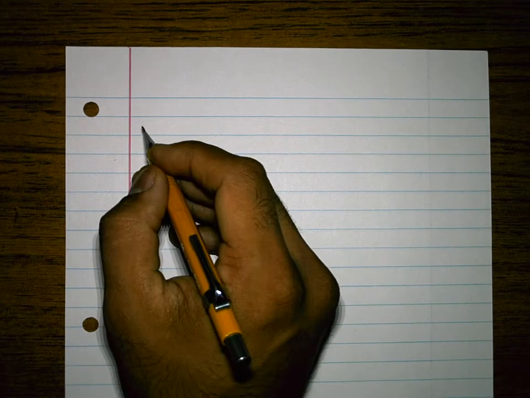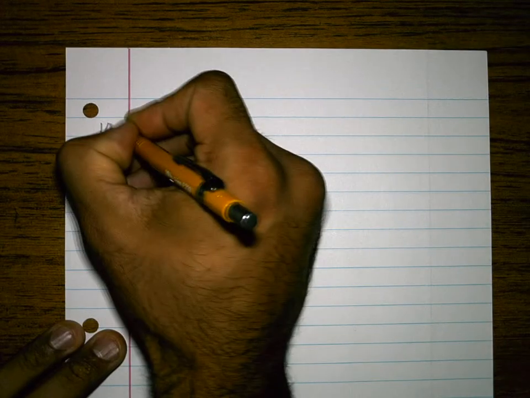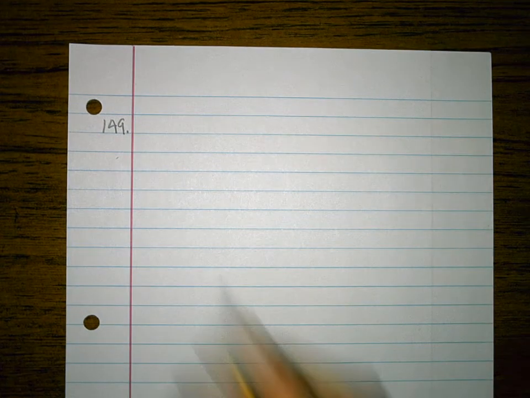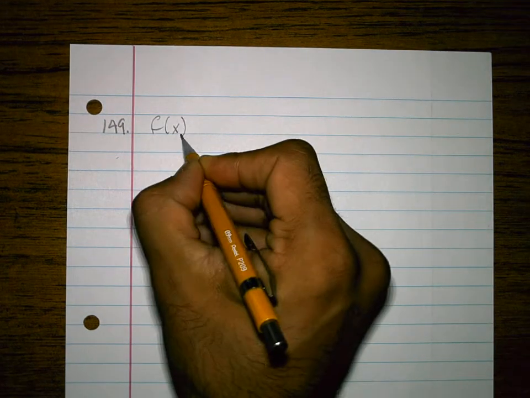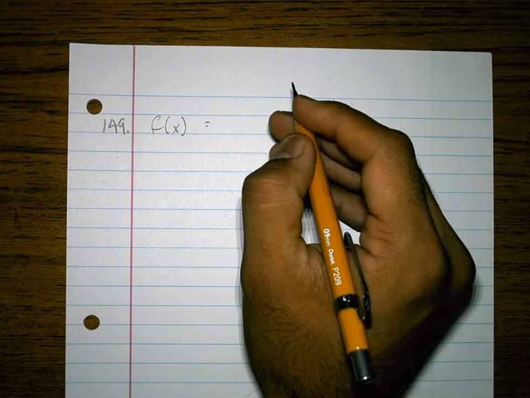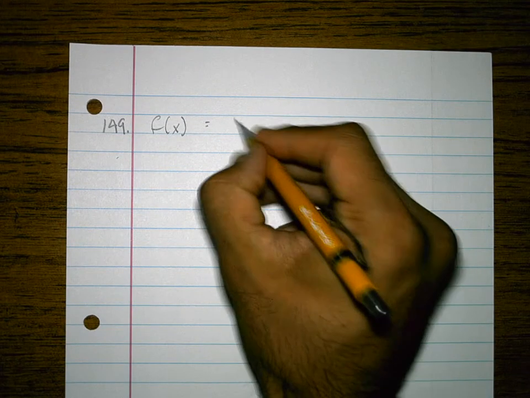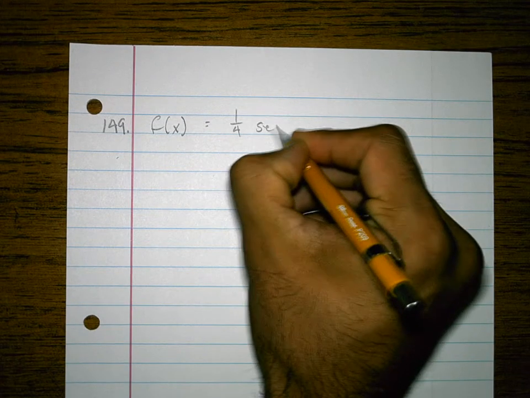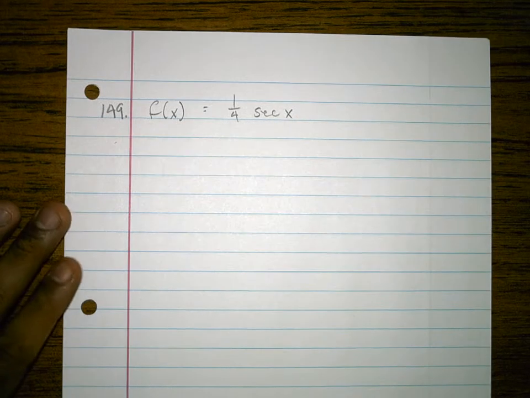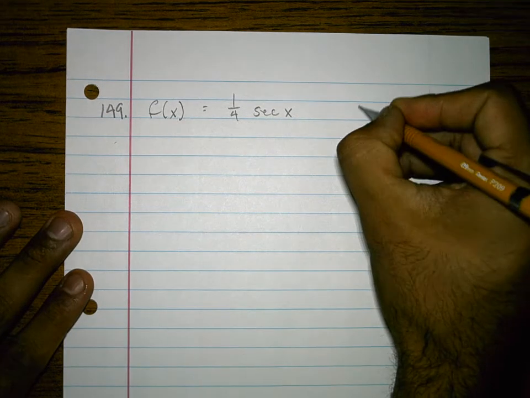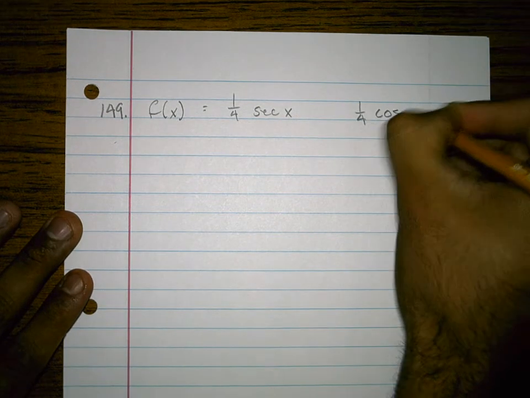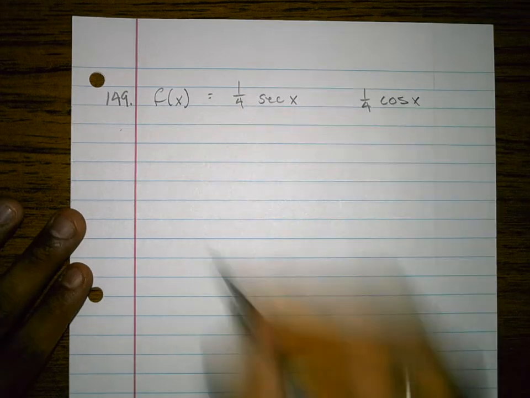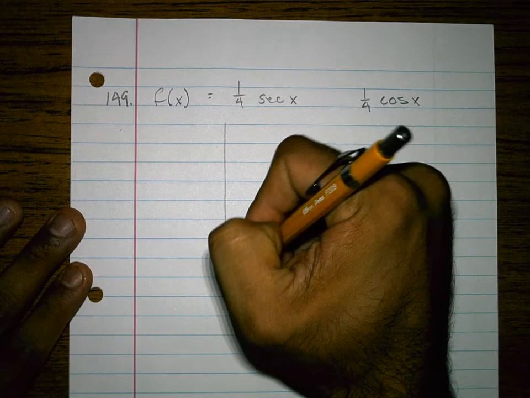Okay, we're looking at question 149. We're looking at f of x equals 1/4 secant x. Okay. So remember when graphing this, what I need to do first is graph the reciprocal, right? So I'm going to come over here.